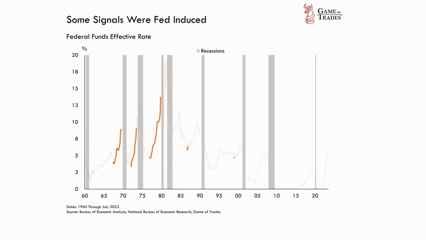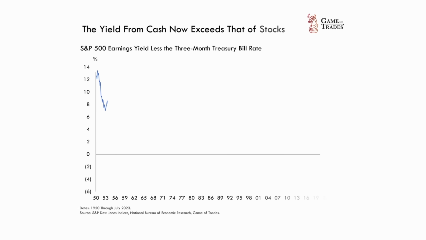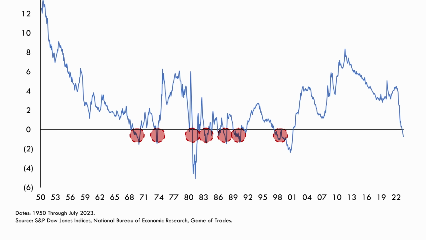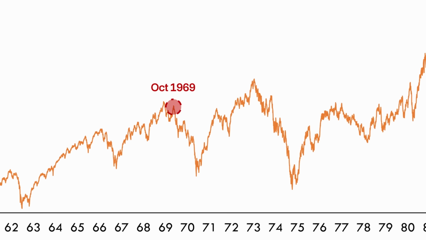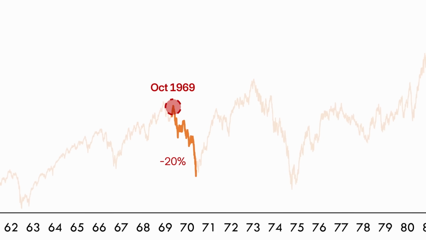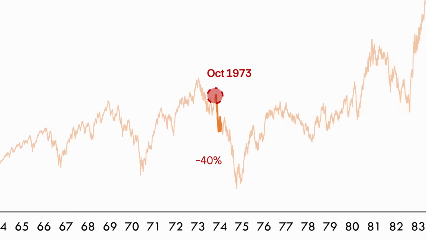In each of these episodes, the Fed raised short-term interest rates violently in order to fight inflation. This caused the earnings yield relative to cash to go negative very quickly as the yield for cash went up dramatically, but investors did not adapt to this new reality straight away. In October of 1969, you had the signal trigger and stocks dropped around 20% following that signal. In October of 1973, you had the signal trigger and stocks dropped around 40% shortly after that signal was triggered.